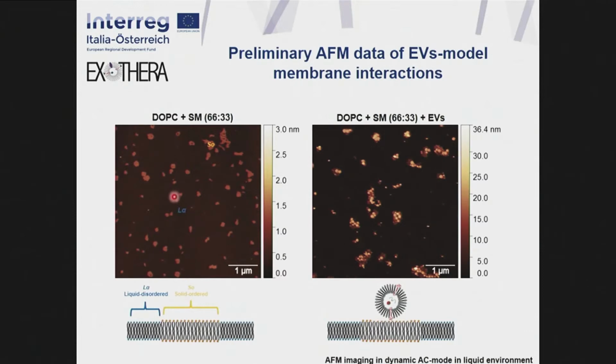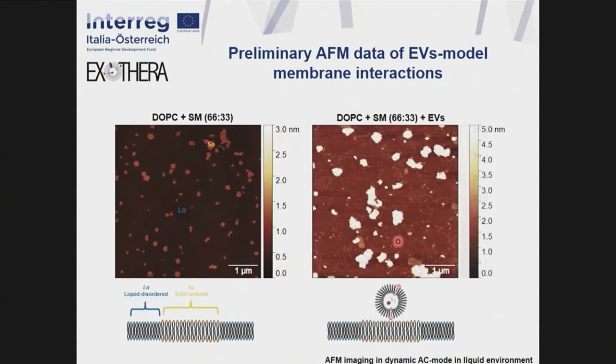DOPC and sphingomyelin. So here we have solid ordered domains and the liquid ordered phase of the membrane, and after the addition of extracellular vesicles, we observe these kinds of structures. We noted that we have an accumulation of these vesicles just in some parts of the membrane. And if we look at a higher contrast image, we see that just 1, 2, 3, 4, 5 solid ordered domains remain free of this interaction.